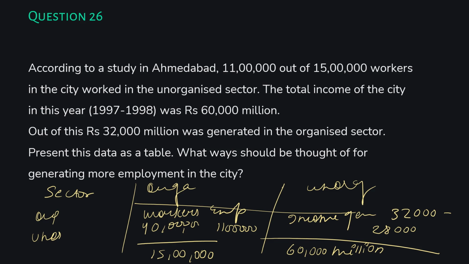Now the second point is what ways should be thought of for generating more employment in the city. The ways to generate more employment are that people should promote and locate industries in the outer areas of the city, where a large population resides, so that they can also get job opportunities and be employed. Apart from that, considering this entire case study, one should promote agriculture and vegetable produce in order to gain more profit. This is how we can come to a conclusion for this table. I hope you can understand this table.